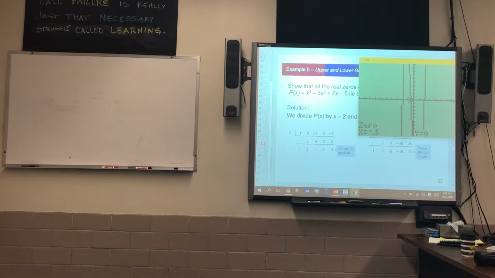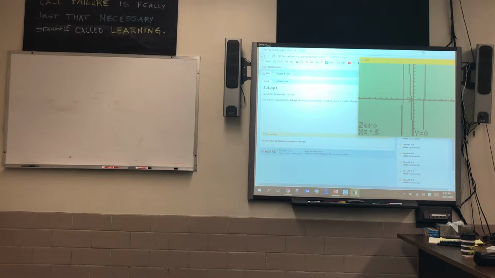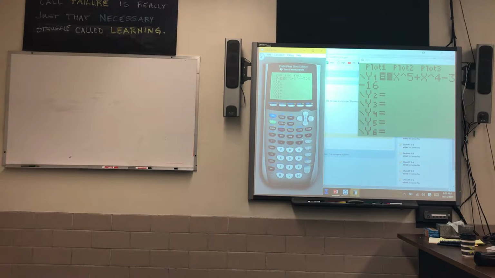Okay. So let's go ahead and write a function down. Let me give you a polynomial here, and actually let's just do this. Let's go with that polynomial right there.